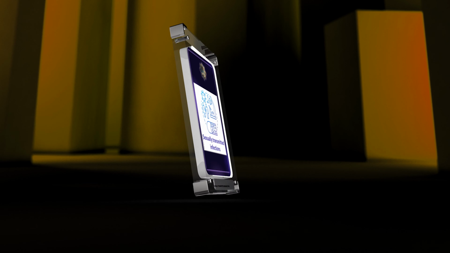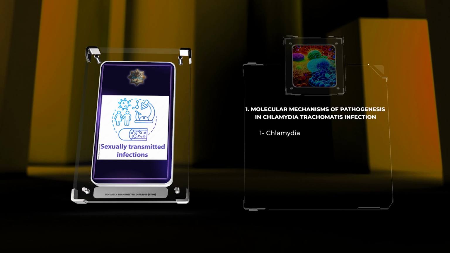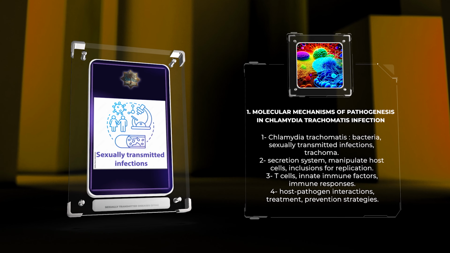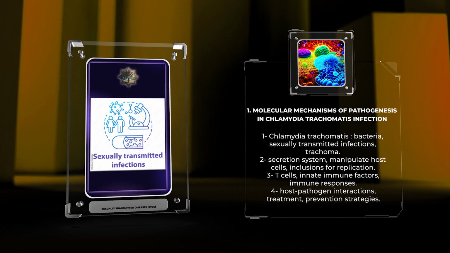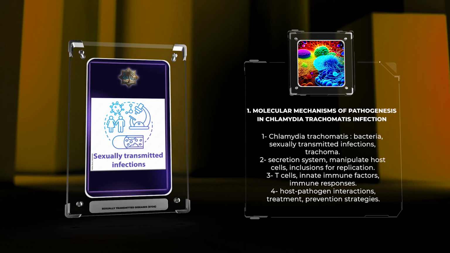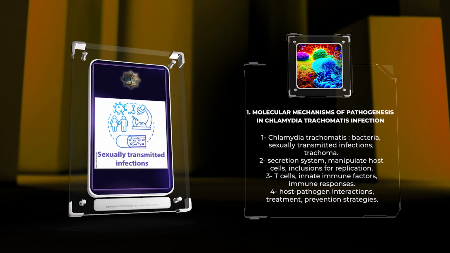Chlamydia trachomatis is a bacteria causing sexually transmitted infections and trachoma. It uses a secretion system to manipulate host cells and forms inclusions for replication. T cells and innate immune factors are involved in immune responses. Insights into host pathogen interactions inform treatment and prevention strategies.